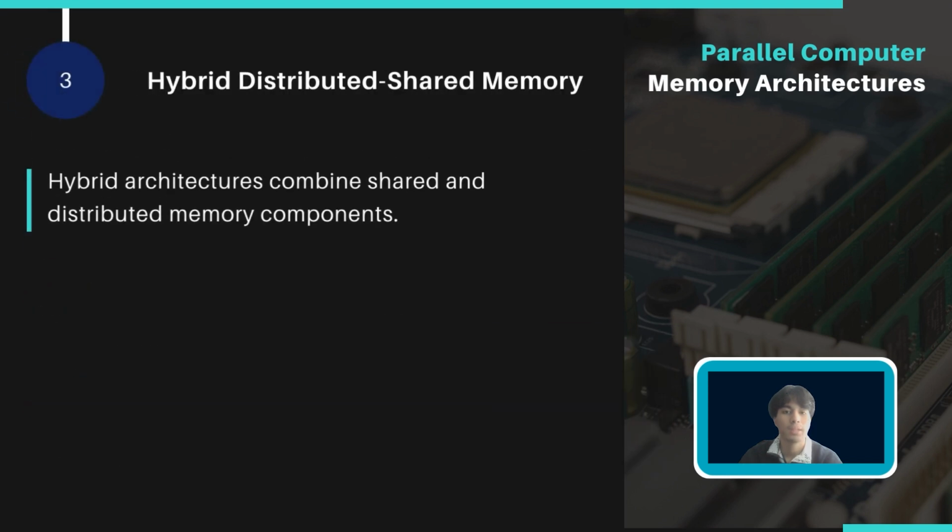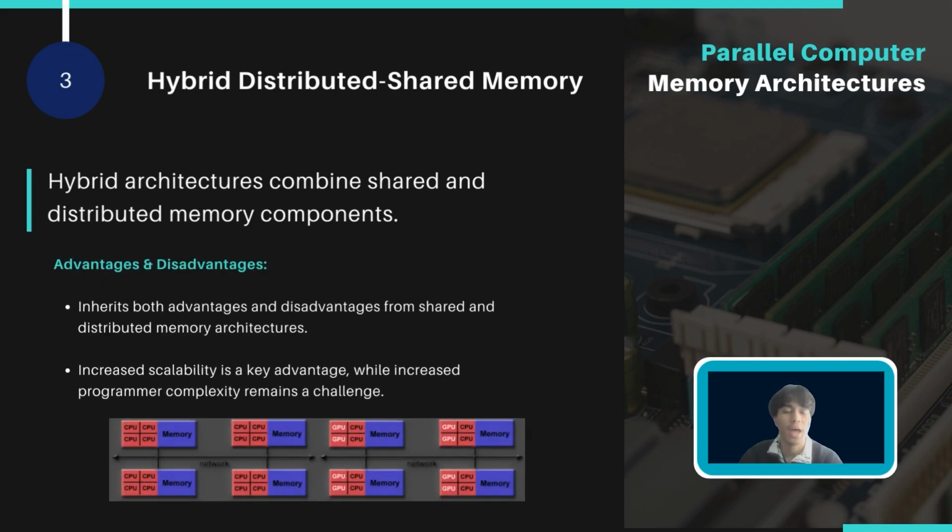Now we have hybrid distributed-shared memory. Hybrid architecture combines shared and distributed memory components, often seen in high performance computing systems. The advantages and disadvantages of this one are inherited from both shared and distributed memory architectures. Increased scalability is a key advantage, while increased programmer complexity remains a challenge.